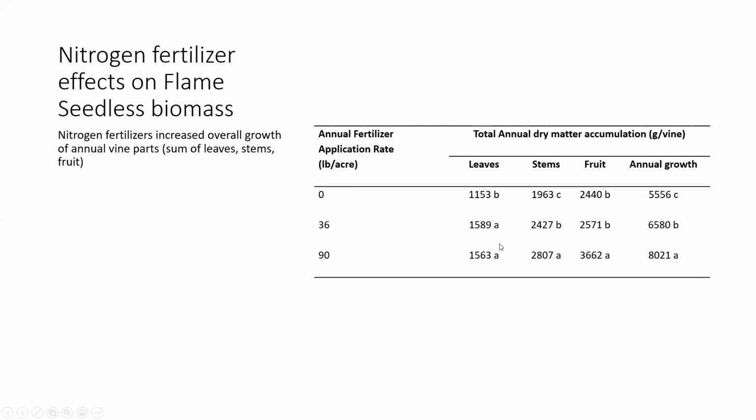So here you can see we look at leaves, stems, and fruit. These are grams of dry matter per vine, and then the total annual growth. And supplying extra N when N was missing did increase leaf biomass, also stems, and at the highest rate, it also increased fruit. So overall, there was a total annual growth increase there with more nitrogen. And in this vineyard, it actually took the highest rate of N in order to increase all of these parameters.